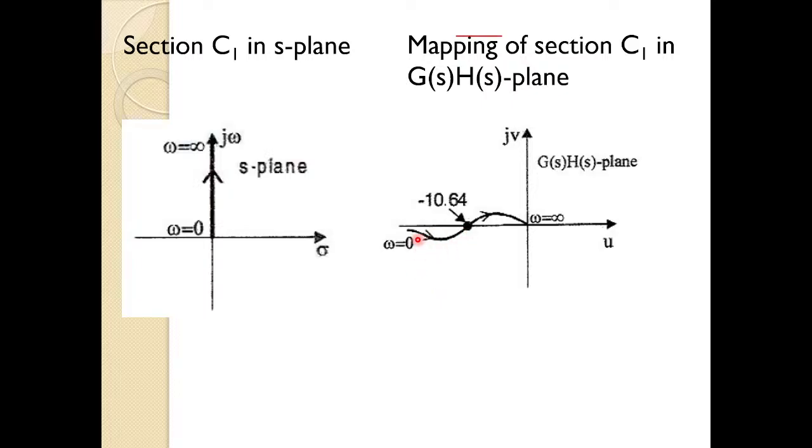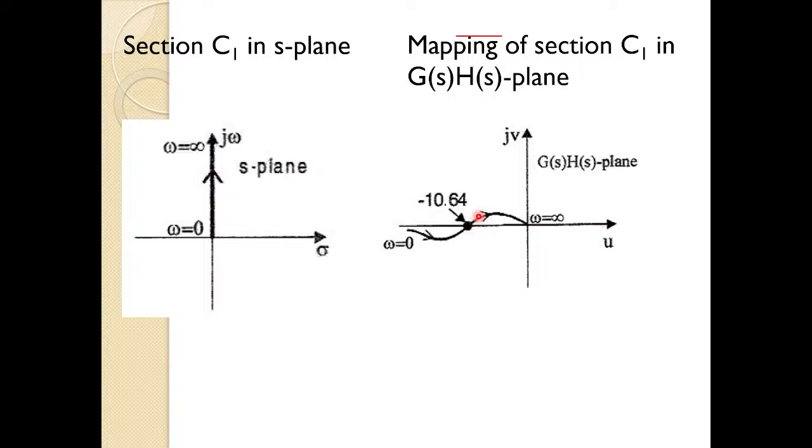We already know the contour has to pass through the point. If your plot is traveling from minus 180 to minus 270, and this point is lying on the right half of your G(s)H(s) plane, will it pass through 10.64? It will never pass through it. So definitely this point has to be located on the negative real axis. We don't have any scale, just locate some point 10.64 on the negative real axis.